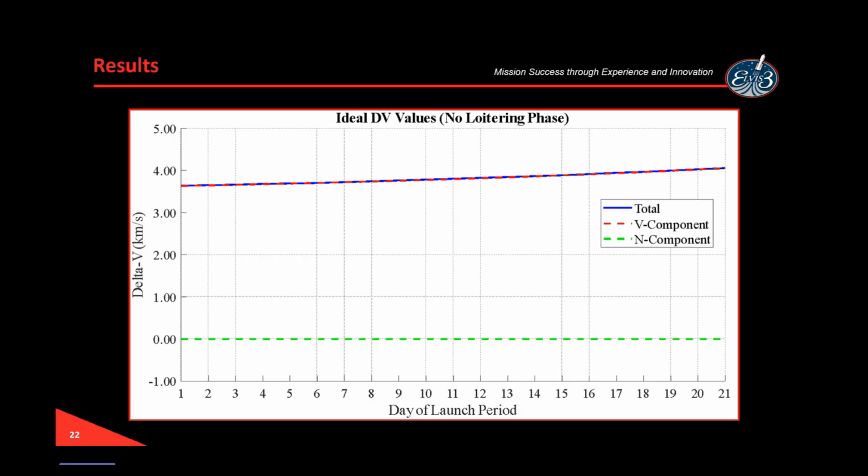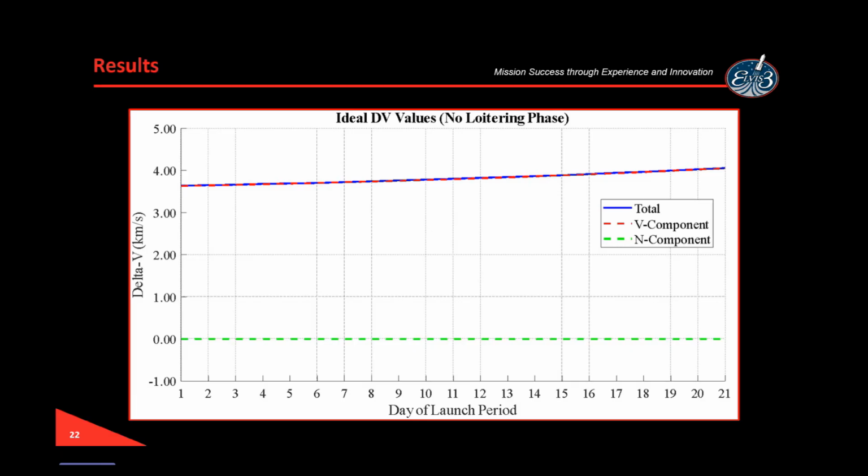And that increase is driven by the increasing C3 targets that we saw in a couple of slides earlier. Since the C3 target is increasing, the delta V requirement, or cost, is also going to increase as we dive deeper into the opportunity. And then if you look at the component breakdown, you have the red and green dashed lines representing the velocity and normal components. For these ideal cases, the delta V is made up purely of a component in the velocity direction, no out of plane adjustments needed. Those are just flatlined at 0.